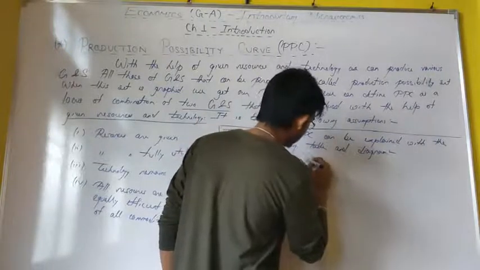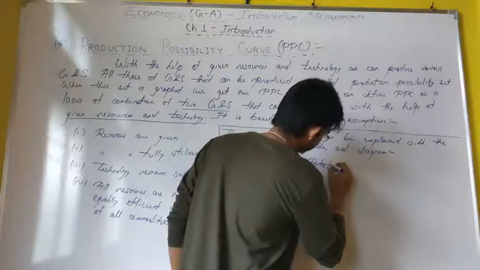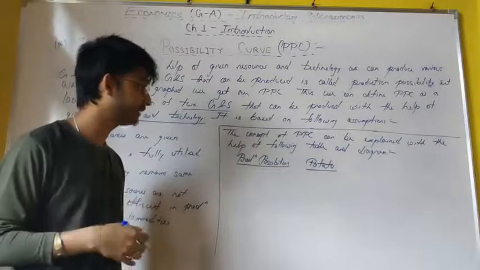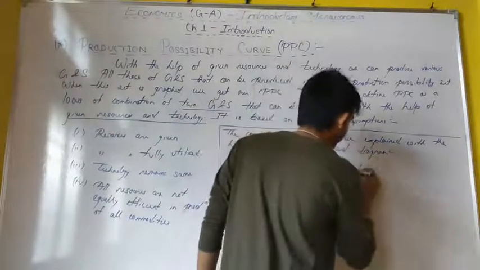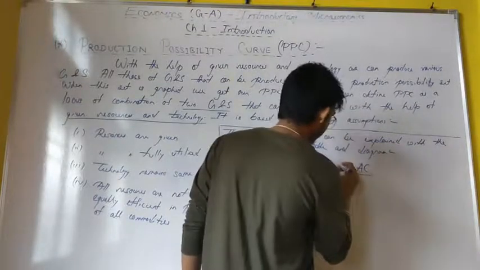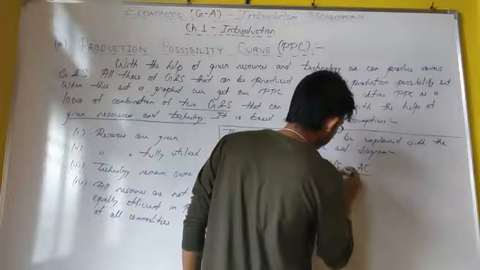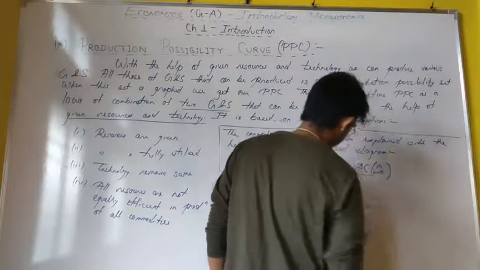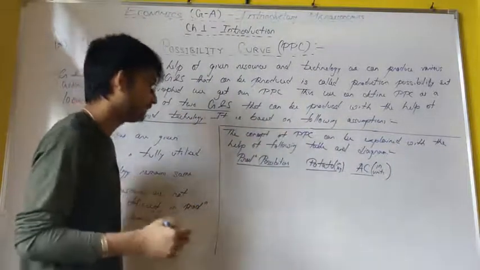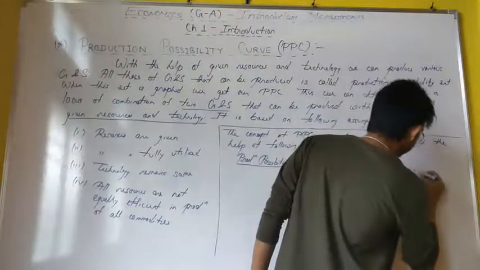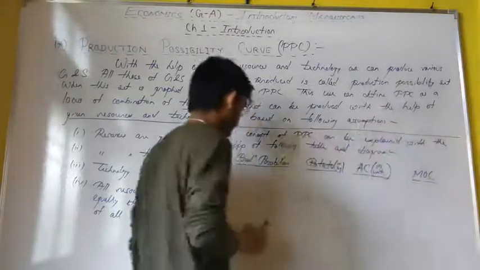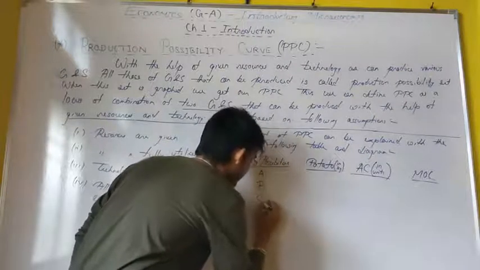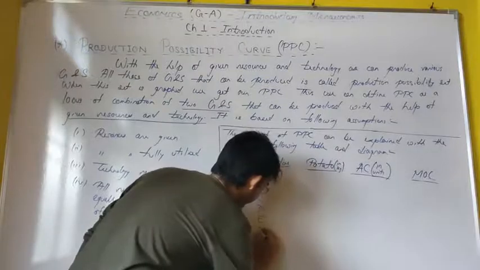So I am taking potato, and take another item which is a capital intensive item. Here I am taking AC, air conditioners. Potato I will measure in kg, and AC I will measure in units. And finally, in the fourth column, we need marginal opportunity cost. Now first take some production possibilities: A, B, C, D, E and F.